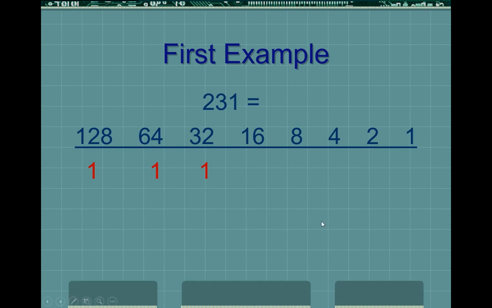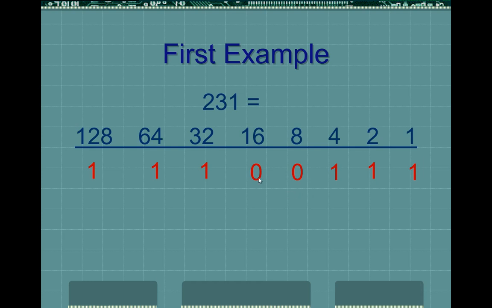So from 7, could I subtract 16? No. From 7, could I subtract the 8? No. From 7, could I subtract 4? Yes, I can. So I'm going to do it on my calculator, and I'm going to put a 1 there in my spot. That leaves me with 3 in the calculator, and I would be able to subtract both of these last 2 out of there. So the binary number 11100111 would represent the number 231 in base 10.